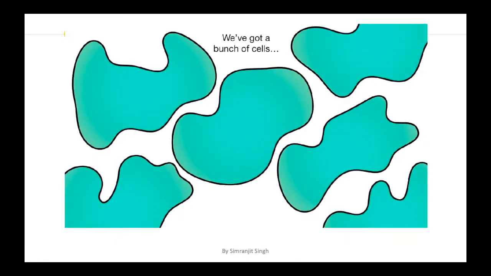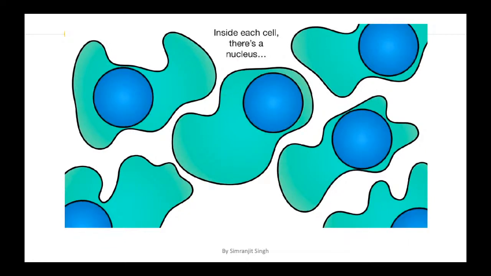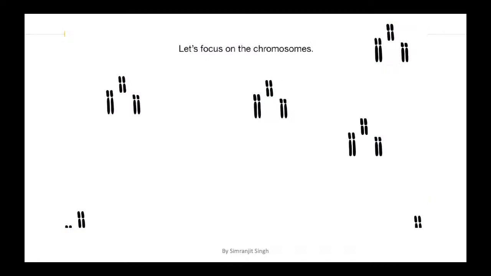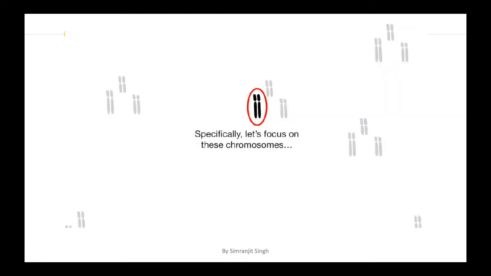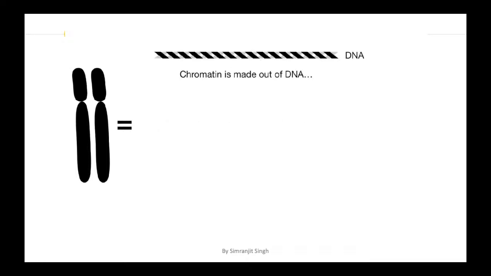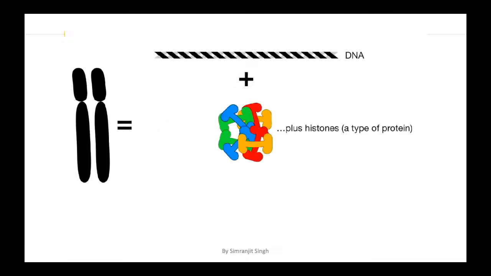Okay, we've got a bunch of cells. Inside each cell, there's a nucleus. And inside each nucleus, there are a bunch of chromosomes. Let's focus on the chromosomes. Specifically, let's focus on these chromosomes. Chromosomes are made out of chromatin. Chromatin is made out of DNA, plus histones, a type of protein, plus other proteins that we'll talk about some other day. They're not that important for understanding ChIP-seq.